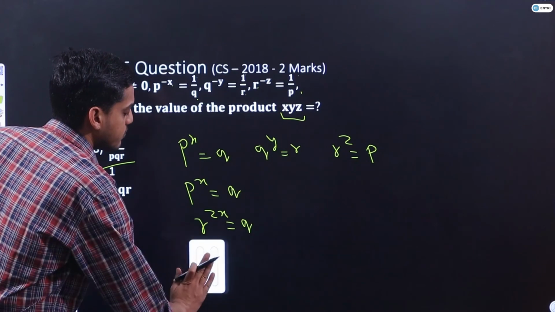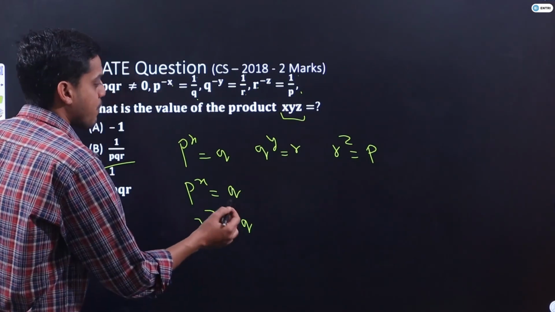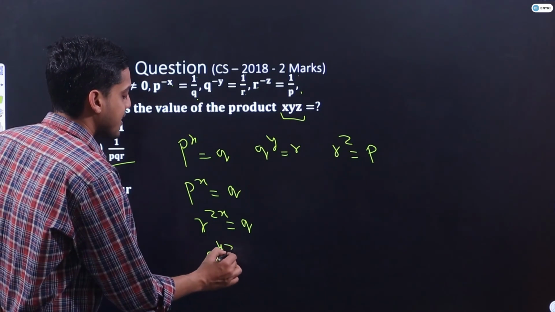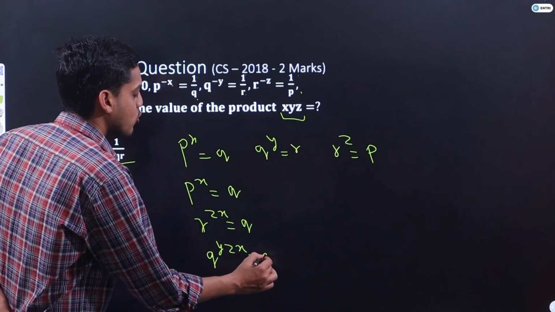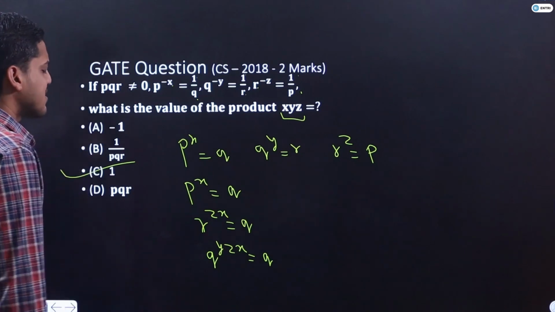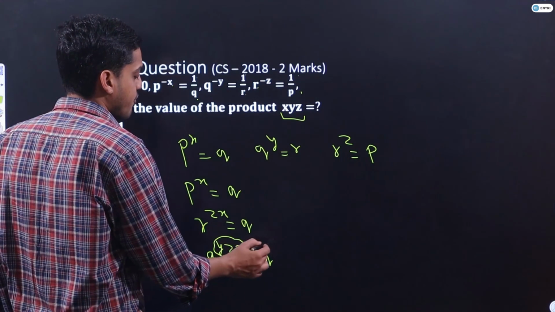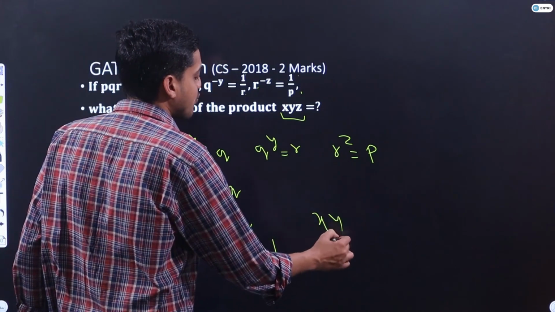If I place r equal to q to the power y, it will be q to the power yzx is equal to q. So it is quite obvious that the product xyz is equal to 1 only.